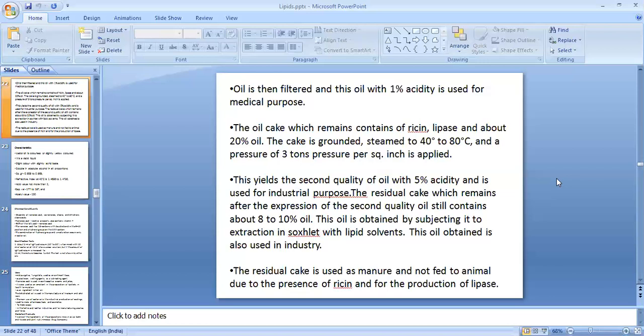And the leftover cake will contain around 8 to 10% of the oil that can be further extracted by using lipid solvents, and that can also be used for industrial purposes. The residual cake is used as manure, and it is not fed to animals because it contains a toxic principle called ricin. Or sometimes the leftover cake is used for the production of lipase. So that is the production of castor oil from the castor seeds.